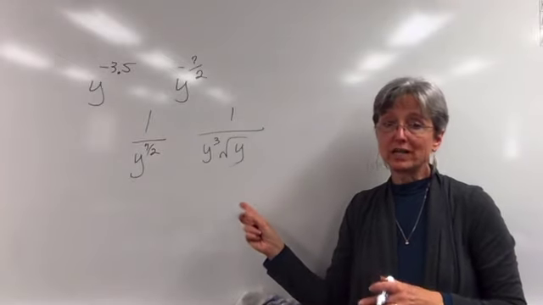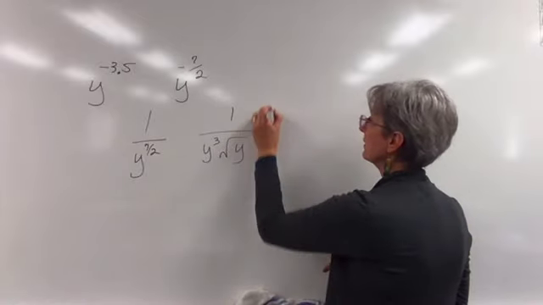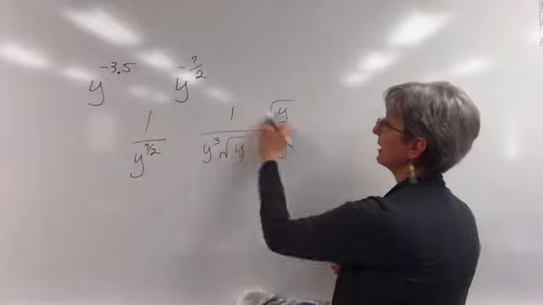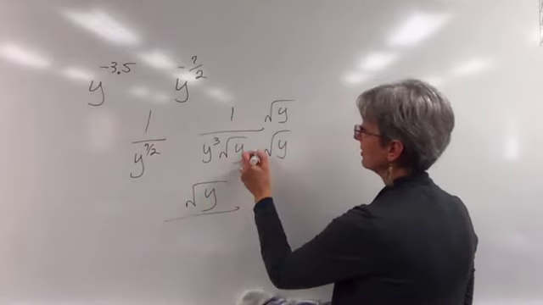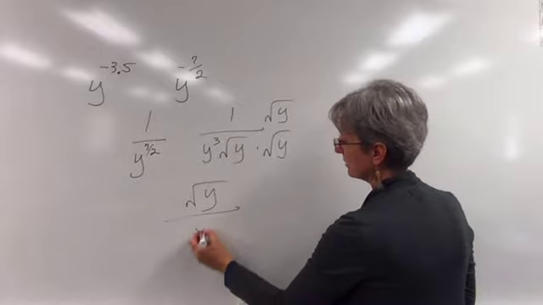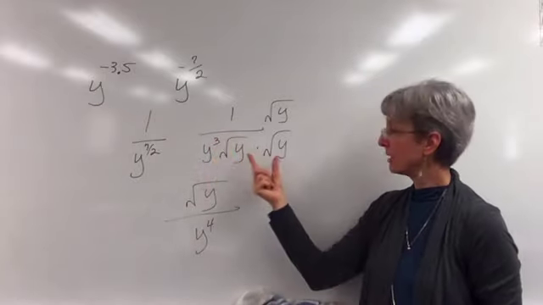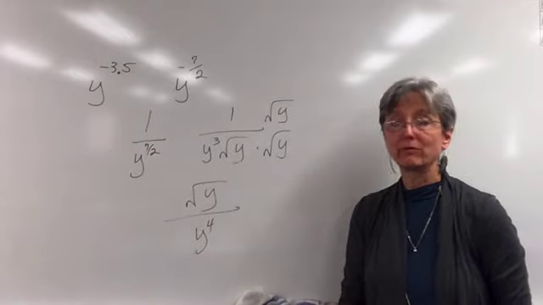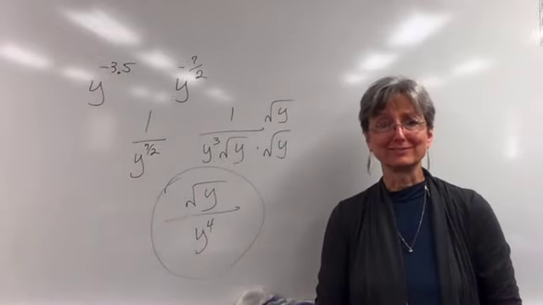Now I still need to rationalize my denominator, so I need to multiply the numerator and the denominator by the square root of y. And now my numerator becomes the square root of y, and my denominator becomes y to the power of 4. Because I have y to the power of 3, times 1 more y is y to the power of 4. And there's my final answer, and that was a doozy.